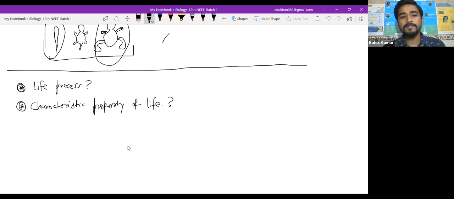Again, terms. Something is called a life process, and in entrance exams, if you see NEET papers, there are certain words called characteristic property of life, or they also use another word, defining property of life. So instead of characteristic, they also use the word defining property of life. Life process simply means a process which happens in a living system, correct? You all are on the same page?